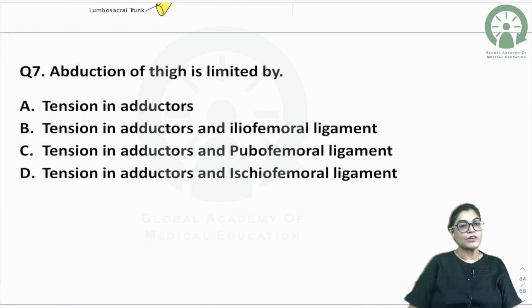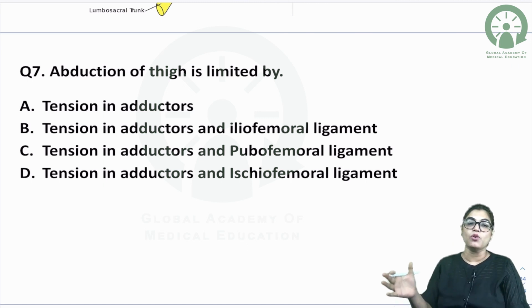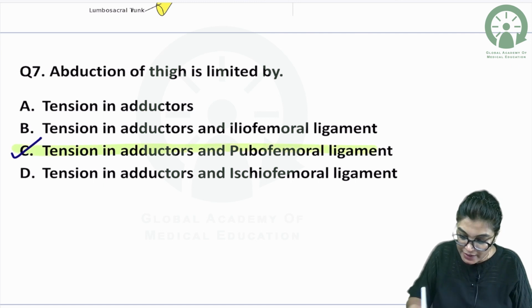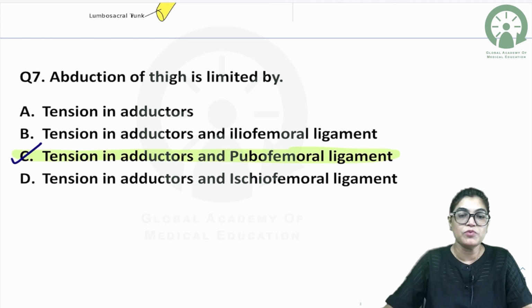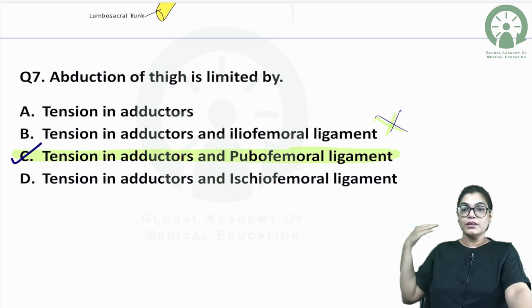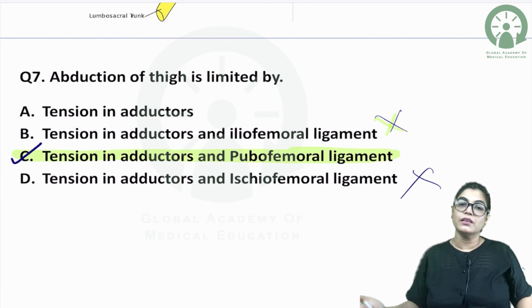Abduction of the thigh is limited by which ligament? We know the correct answer: the adductors, and the other ligament involved is pubofemoral. So the correct answer is C. Tension of adductors and pubofemoral ligament is the correct answer. When there is tension of the adductors and pubofemoral ligament, it limits excessive abduction of the thigh. Iliofemoral is not the correct answer. Why? Because it limits excessive backward movement of the hip, and ischiofemoral limits excessive internal rotation of the hip.